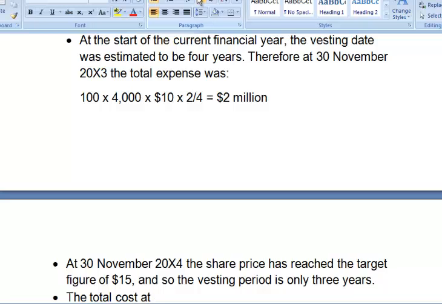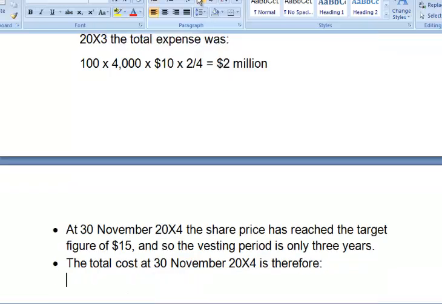The total cost at the 30th of November 20x4 is therefore, how do we do that calculation? It's now going to be 100 times 4,000 times $10, and we are 3 years into a 3-year scheme. So our total cost is therefore $4 million.